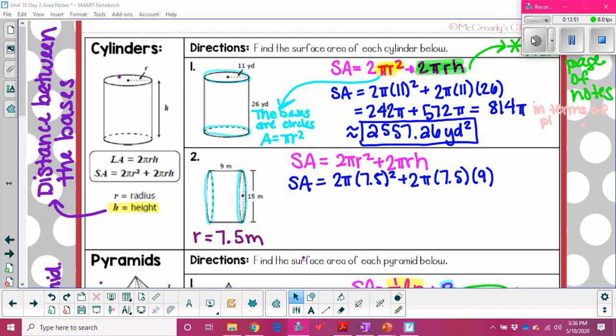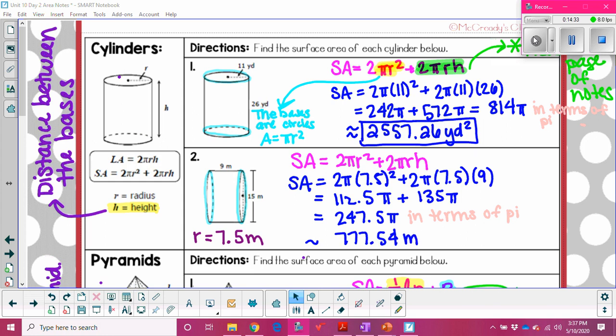We're going to get this in terms of pi first. So when you do, let's evaluate this section right here. You get 112.5 pi plus 135 pi. So in terms of pi, it is 247.5 pi. Okay, so to evaluate that in your calculator, you're just going to say 247.5 times pi using the pi button. And so your approximate answer, there we go, is going to be 777.54 square meters.